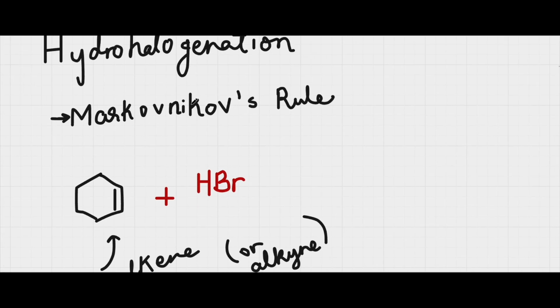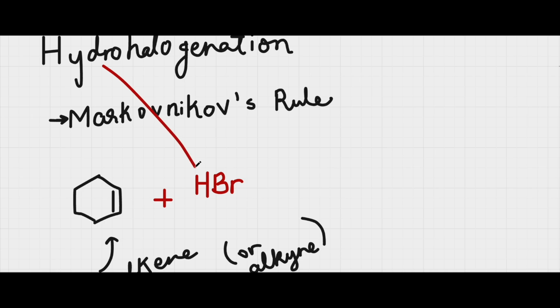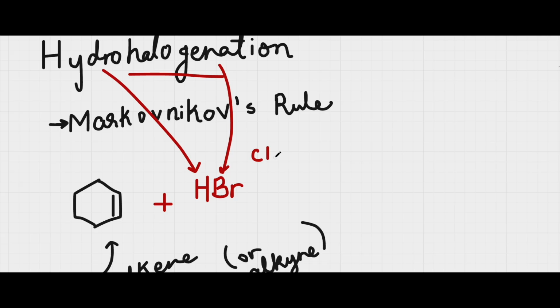These types of reactions will take a hydrohalogen as the reagent. It's easy to remember because the word hydrogen points to the H, and the halogen points to a halogen, which could be bromine, chlorine, iodine, and so on. So HBr, HCl, HI are some examples of the reagents that you could be using.